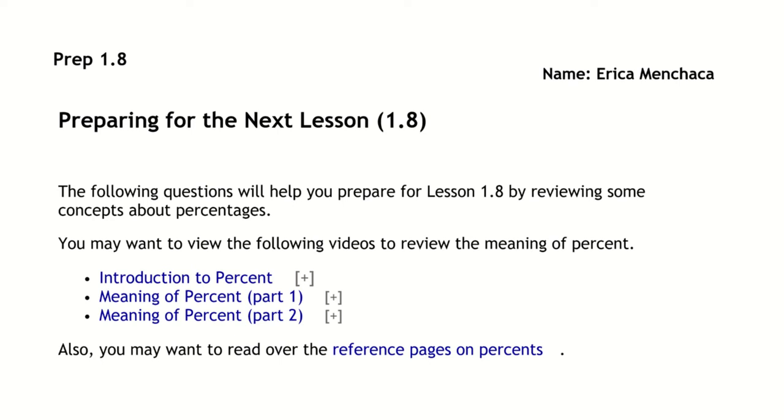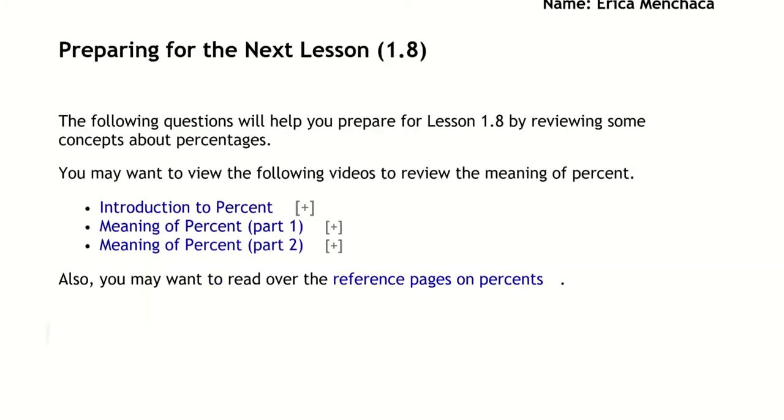Lesson 1.8 is going to take a deeper dive into percents. So in this prep, we're going to look more closely at what a percent is and how to work with them. There are reference pages and more videos in your homework.